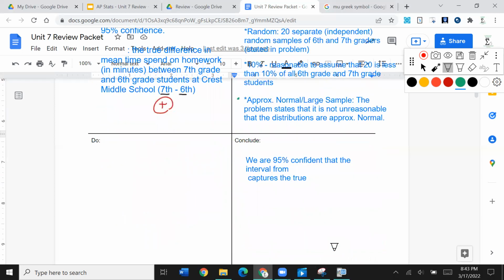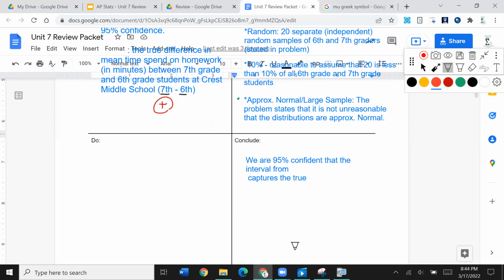The rest of it is just getting some numbers and making a conclusion. As far as the do part goes, we can use our calculator to get this. We're going to use our stat tests and find what appropriate interval we're going to use. And then in our conclude part, we're just going to say we are 95% confident that the interval from, and we'll have to figure out those 2 numbers, captures the true parameter in context. So we'll fill that part in.